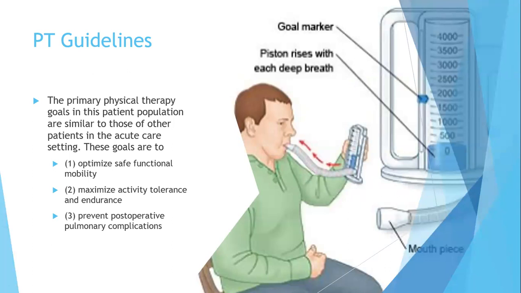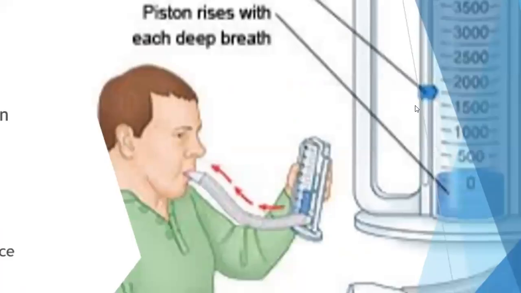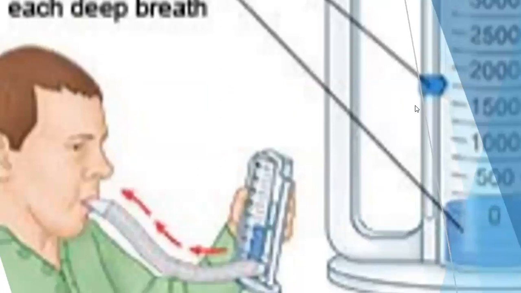So the primary physical therapy goals in this patient population are similar to those of other patients in the acute care setting. So the goals are to optimize safe functional mobility, to maximize activity tolerance and endurance, and to prevent postoperative pulmonary complications. So in this picture, the person's using an incentive spirometer to make sure they're keeping their lung capacity up and getting any gunk out of their system that needs to be coughed up. And a lot of times in acute care, we are coaching people on how to use their incentive spirometer. So with the incentive spirometer, you're trying to breathe in as slowly and evenly as possible, and the piston rises with each deep breath. The incentive part of it is you can move the little arrow up to increase the volume for their incentive.